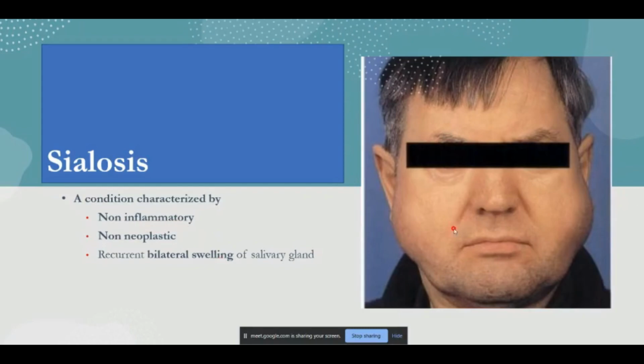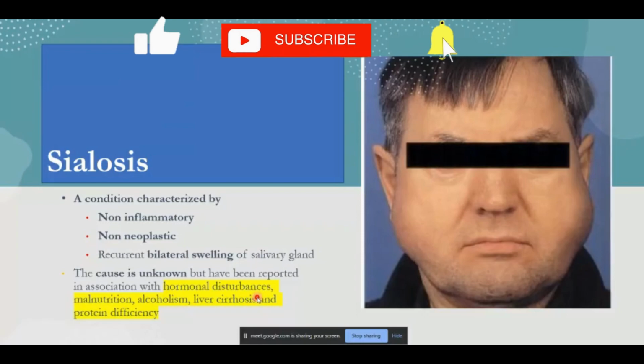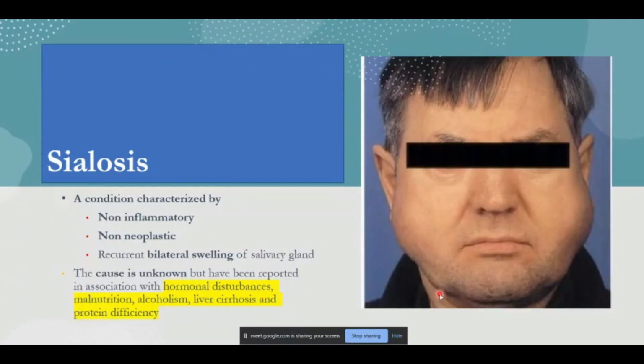There is repeated bilateral swelling of the salivary glands. Okay, here also, the cause is unknown. It is of unknown cause. Nobody knows why it happens. And the etiology is very important because that's how your treatment is planned, based on the etiology.